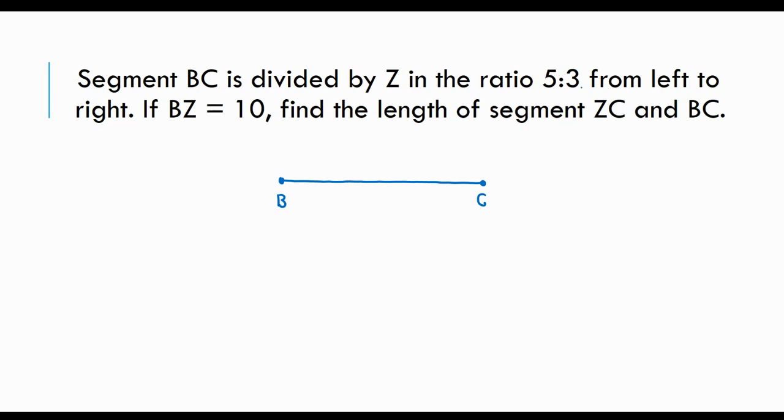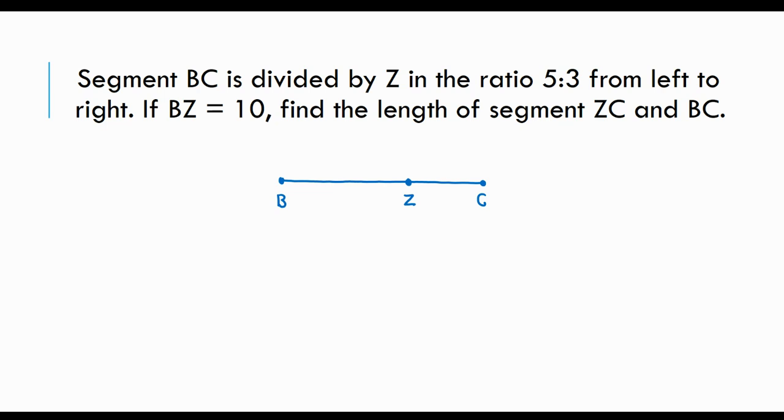Okay, from the left to the right. So that means since 5 is bigger on the left, I need to have a bigger segment on the left than I do on the right. Z then has to be kind of closer to C than it is to B. So I'm going to put Z right there.